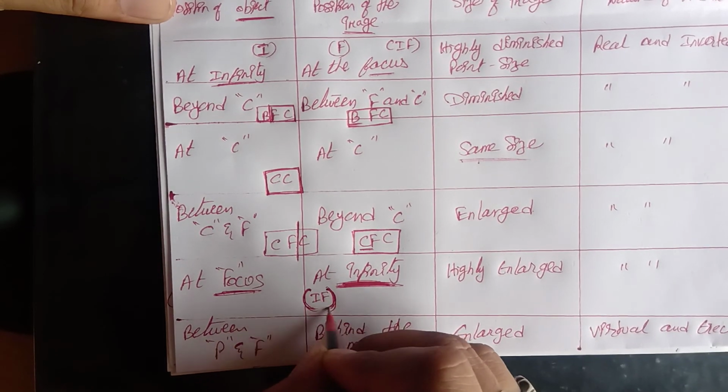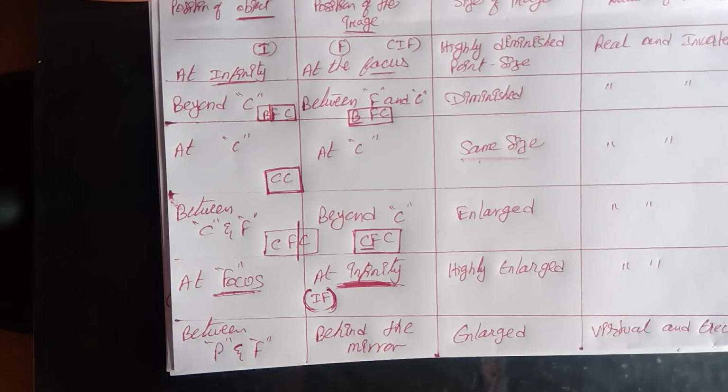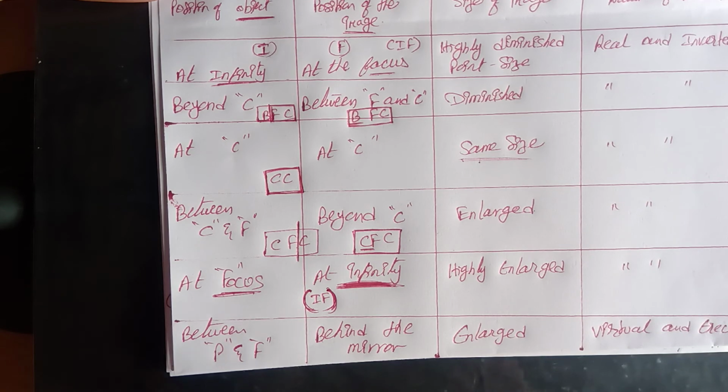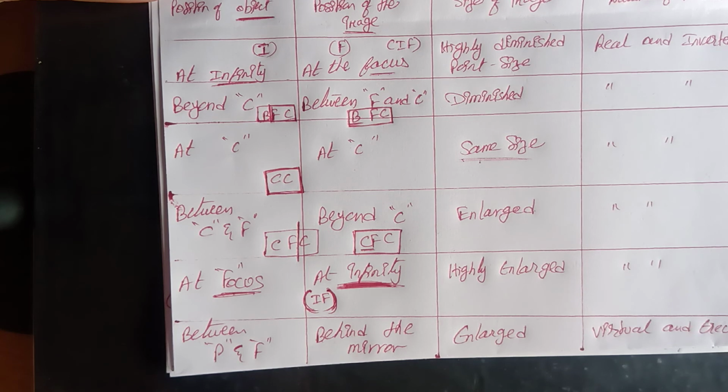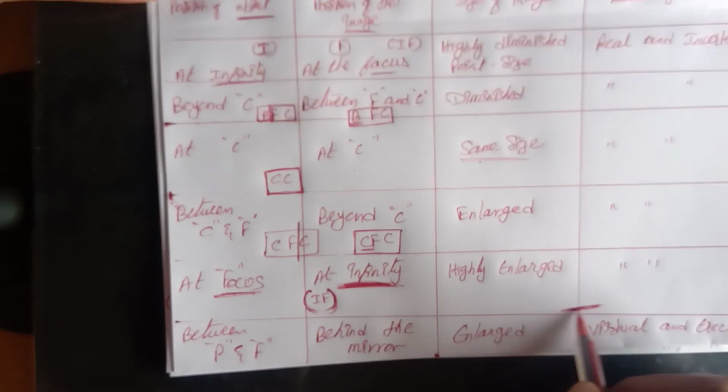Okay, let's rewind what we have done. First one, IF: object at infinity, image at focus. Second, beyond C, BFC. Beyond C, so I have taken B. At C, CC, carbon copy. Next, between C and F, CFC. At focus, infinity, IF. Till here, the nature of image is real and inverted.